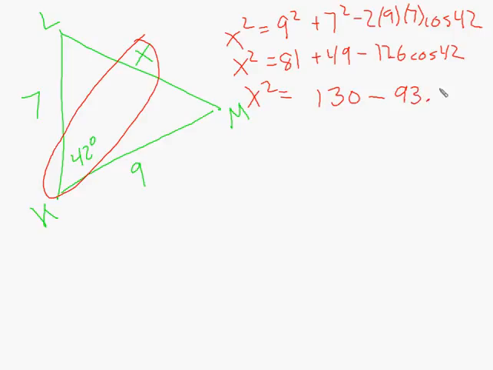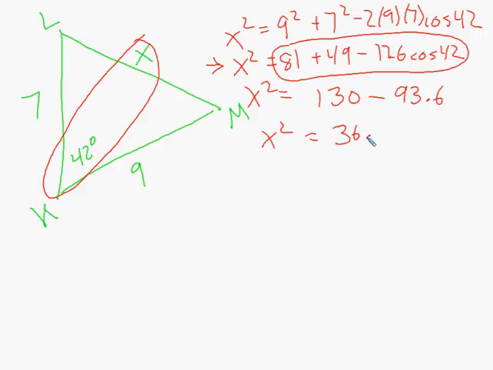36.4. If you type in this line, all at once, you will get the right thing. Okay. And then we square root that. About 6, yeah.